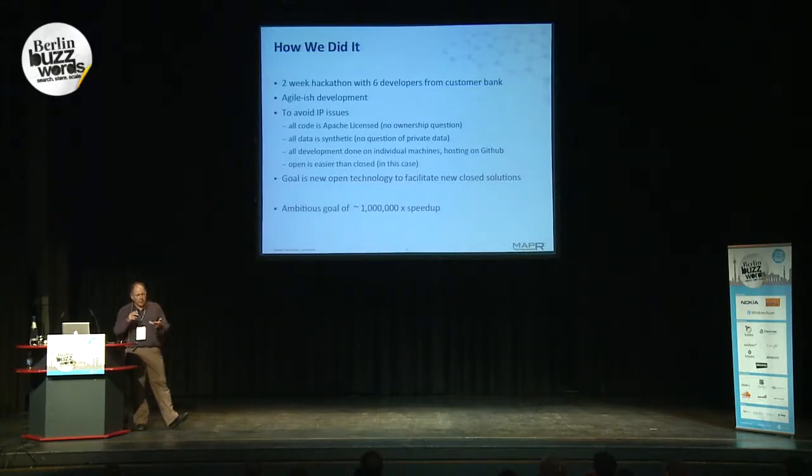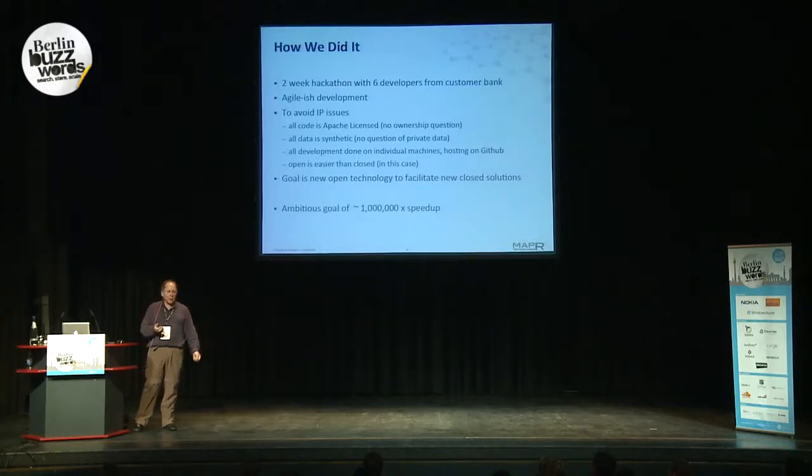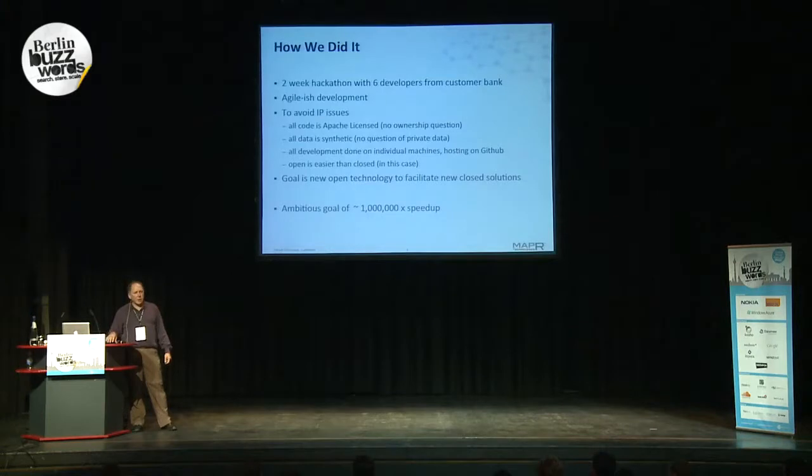So we did all the development on open source, all the development on synthetic data on individual machines, but the sharing mechanism was only through GitHub. And so they could access that, and I never had to touch any of their computers. And open was easier than closed. And the goal was new technology that would facilitate new closed source code that they could use. They weren't too worried about the technology because that's published work. It wasn't their secret sauce anyway.